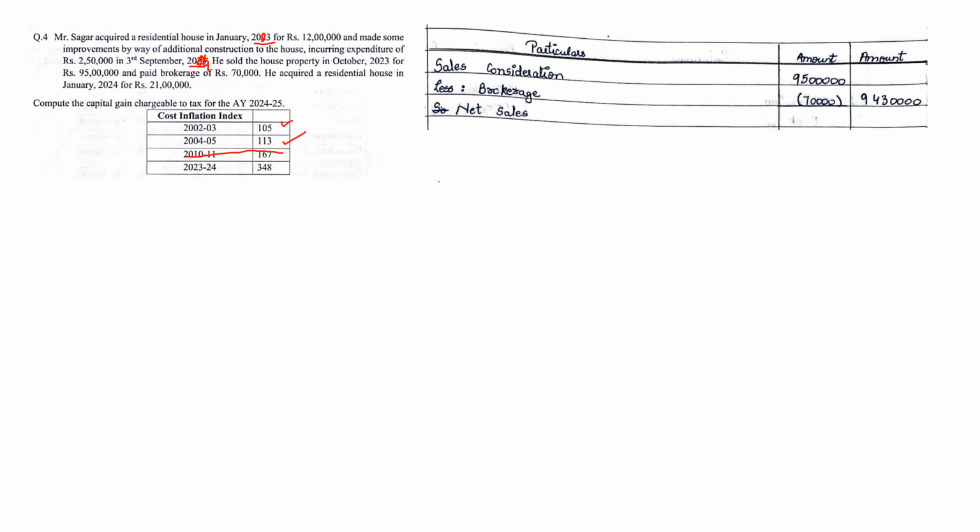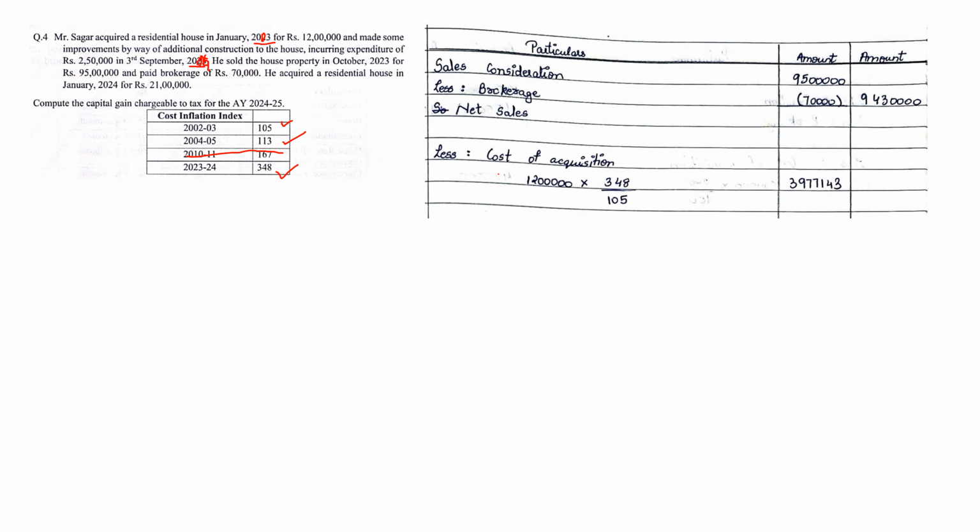After that comes less indexed cost of acquisition. We acquired the house for 12 lakhs. The CII of the previous year was 348 and the CII of the year in which it was acquired was 105. So indexed cost of acquisition is 12 lakhs into 348 upon 105. We got the value as 39,77,143. Now in the exam, remember, first you note down the formula also. Indexed cost of acquisition is cost of acquisition into CII of the previous year upon the CII of the year of acquisition.